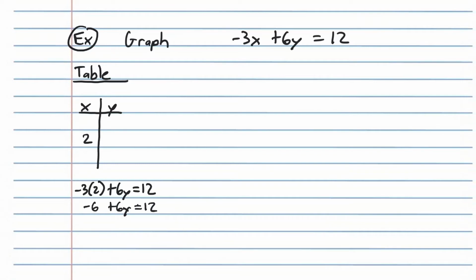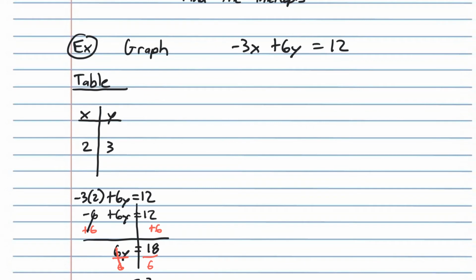And we're going to treat this like an equation, so we're going to add 6 to the other side. So these cancel out, and we get 6y equals 18. Then you can divide by 6, and you get y equals 3. Now in this case, it worked out perfectly, right? In order to graph a line, you only need 2 points. This gives us 1 point. We know that (2, 3) is one of our points on our line.